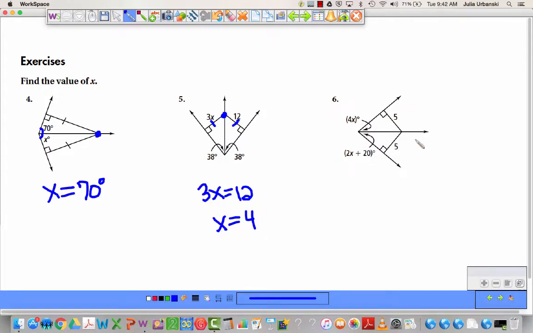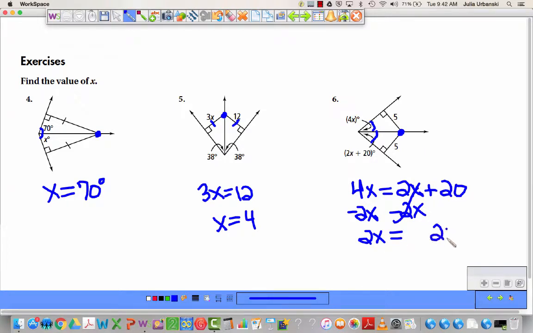This one, you have to look for what you actually know. You know that this point right here is 5 away from this side at a right angle, and this point is 5 away from this side at a right angle. So you know that this point is equidistant to both sides. Therefore, it must be bisecting, or the line that it's on must be bisecting the angle. So 4x must be equal to 2x plus 20. So when you subtract 2x from both sides, you'll get 2x equals 20. And when you divide both sides by 2, you will get 10.